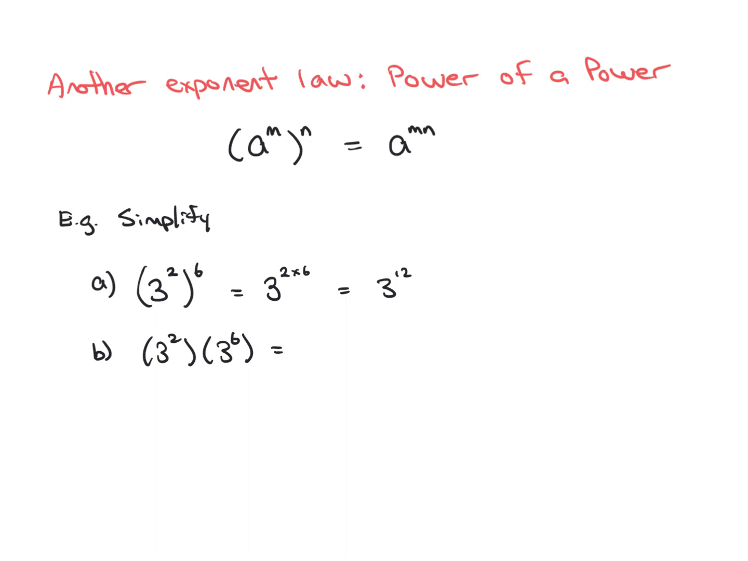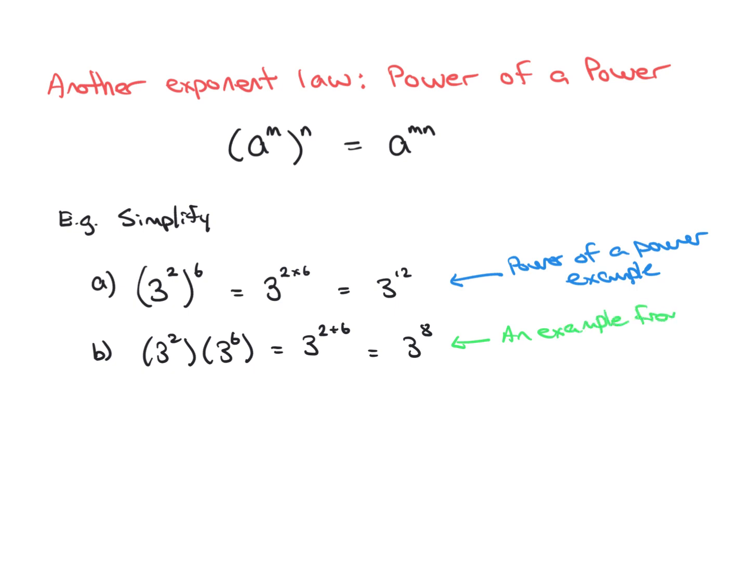So this one goes back to yesterday, and the exponent law for this one is to add 2 plus 6. So that simplifies to 3 to the 8th. Okay, so I will write that out so we're clear. This is a power of a power example, whereas part B is not. Part B is an example from yesterday. Old stuff.